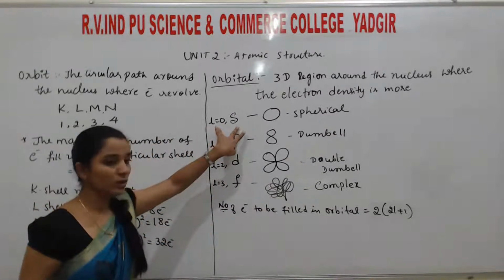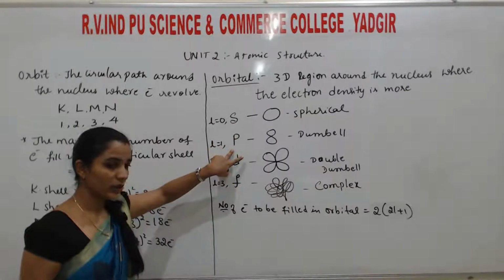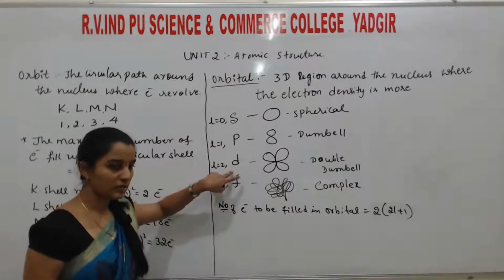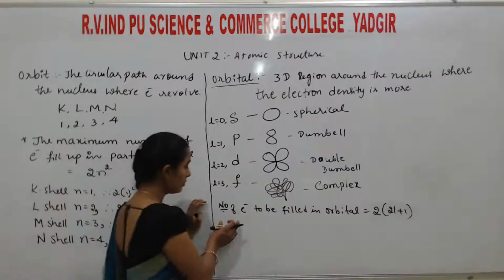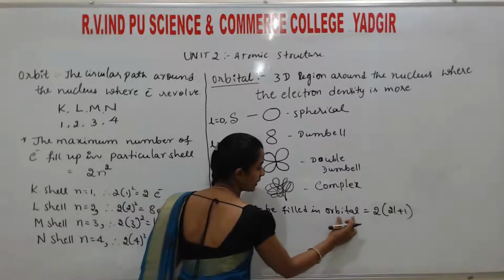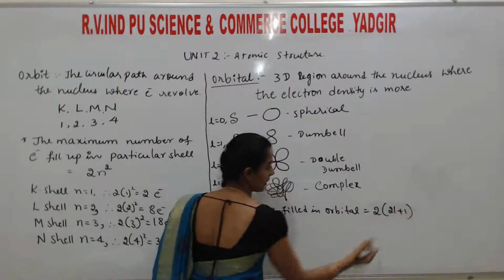l is equal to 0, then it is s. l is equal to 1, that is p. l is equal to 2, that is d. l is equal to 3, that is f. Okay. So, the number of electrons to be filled in an orbital is 2 into 2l plus 1.